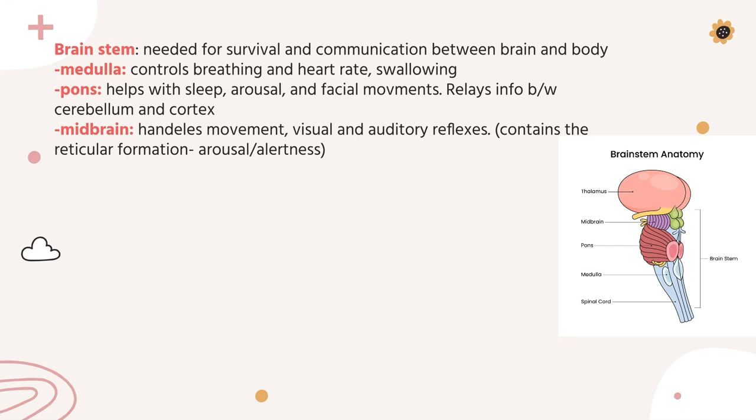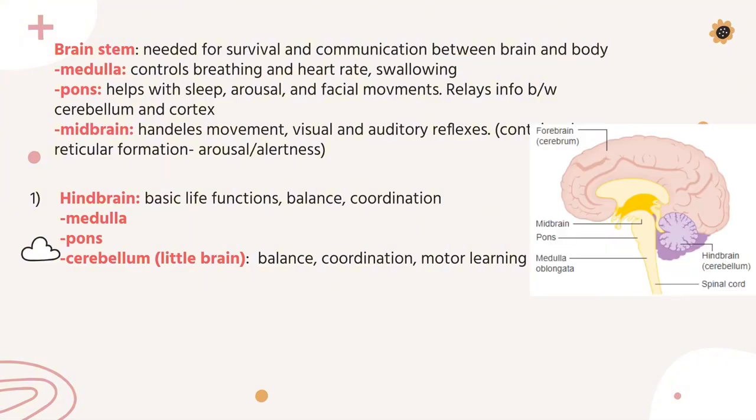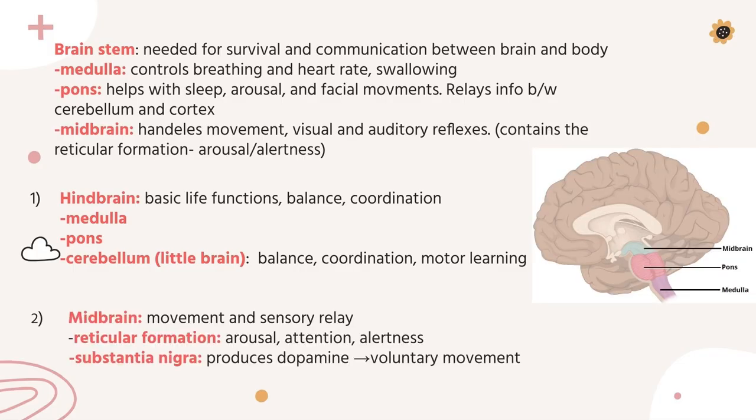Next is the hindbrain. It handles basic life functions, like balance and coordination as well. It has the medulla, as defined before, the pons, and the cerebellum, which is the little brain. It kind of looks like a cauliflower to me. Brain coordination and motor learning. And now the midbrain: movement and sensory relay. It has the reticular formation, which we said is arousal, attention, and alertness, and also has the substantia nigra, which produces dopamine and is involved in voluntary movement.